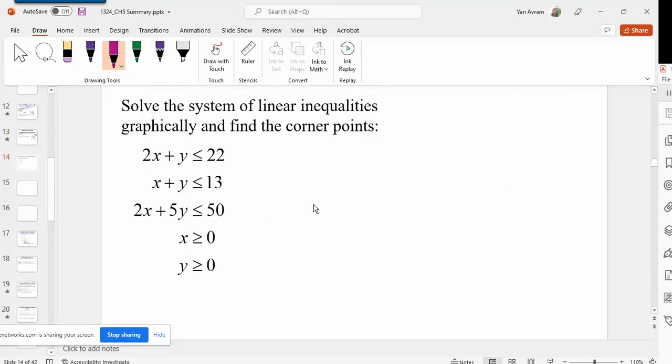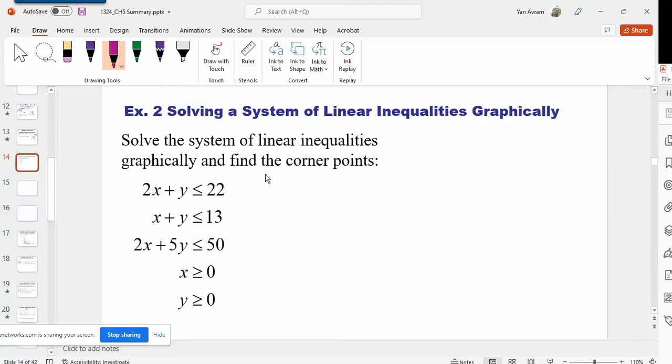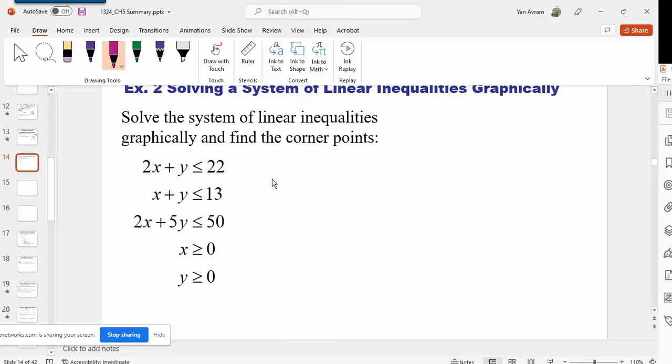All right, look at this one right here. Solving the system of linear inequalities graphically. So how do I graph this one? This one has three inequalities in here, plus x must be greater than or equal to 0, and y also must be greater than or equal to 0. So what does that mean in here? If we look at this system, x will be greater than or equal to 0.